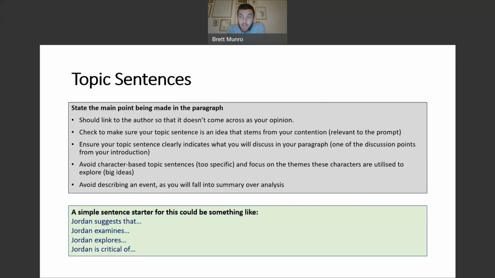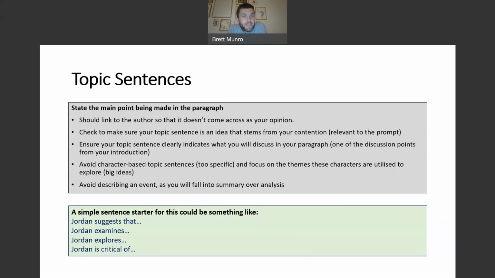The topic sentence is the real start of your body paragraphs, and it states the main point being made in the paragraph. It really should provide an overview of everything that you're going to comment on. As such, it's important that it's concise and really direct and to the point. It should link to the author so it doesn't come across as your opinion. You're not really supposed to speak about what you think. You're really trying to think about what the author thinks. You need to use language that hints that that's what you're doing. Our sentence starters here are going to help you to do that.